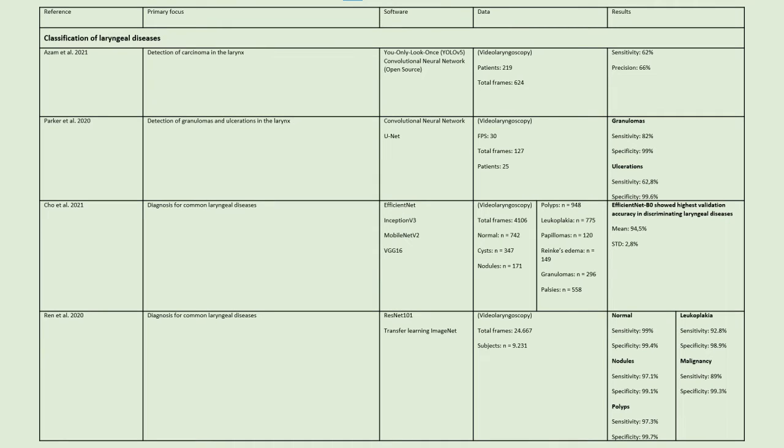The papers in this category examine the possibility of classifying common diagnoses of the vocal folds. They focus on randomized single images of the larynx. The selection process is not well described.